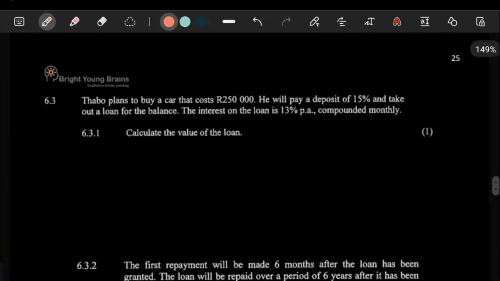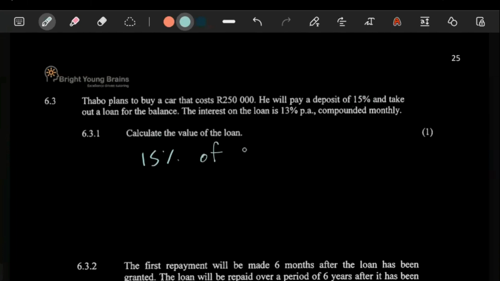6.3 said Tabo plans to buy a car that costs 250,000. He will pay a deposit of 15% and take out a loan for the balance. The interest on the loan is 13% per annum compounded monthly. What is the value of the loan? So obviously the value of the loan is whatever is left after you remove 15%. So we have to work out 15% of 250,000. Let's see what that gives us.